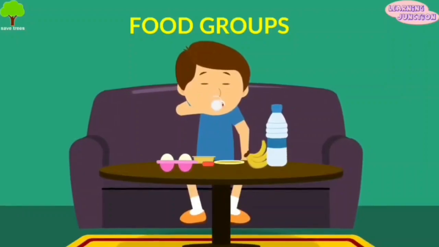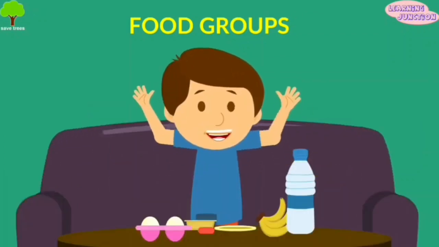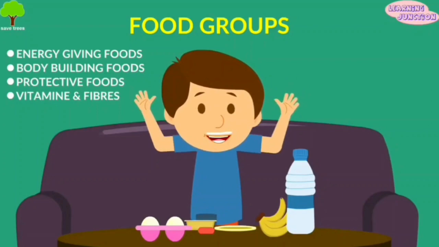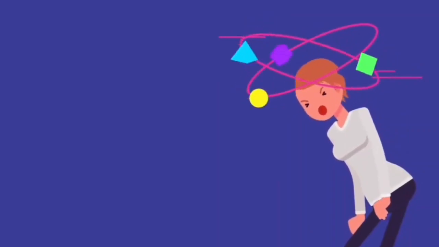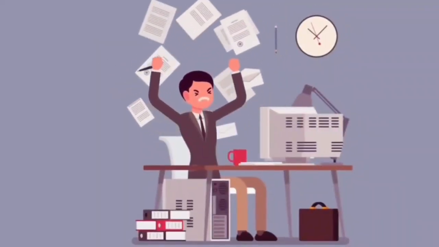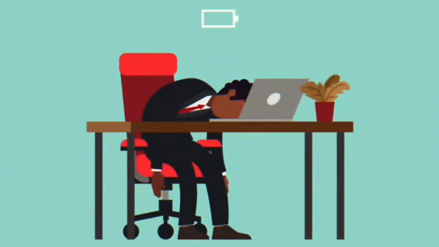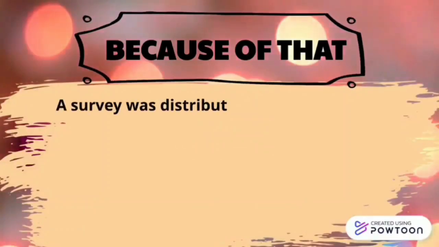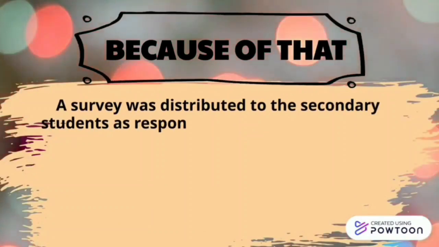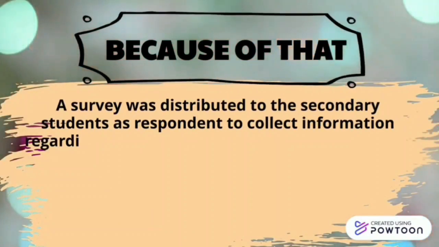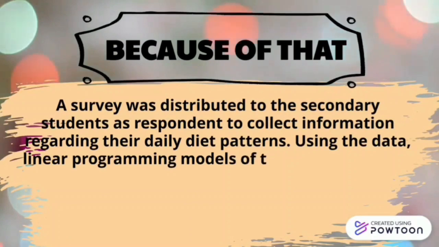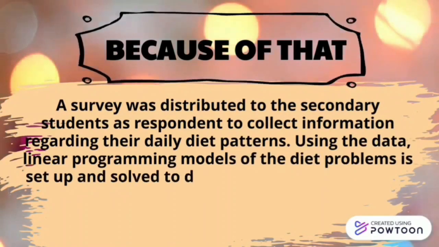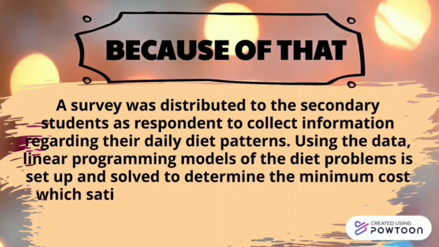Humans need to eat a good and balanced nutritious diet that provides calories for energy requirements and nutrients for proper growth, repair, and maintenance of the body tissue. Otherwise, this leads to a lot of complications such as diseases, sickness, and lack of energy to focus in class. Because of that, a survey was distributed to secondary students as respondents to collect information regarding their daily diet patterns. Using the data, linear programming models of the diet problem are set up and solved to determine the minimum cost which satisfies the daily recommended nutrients.